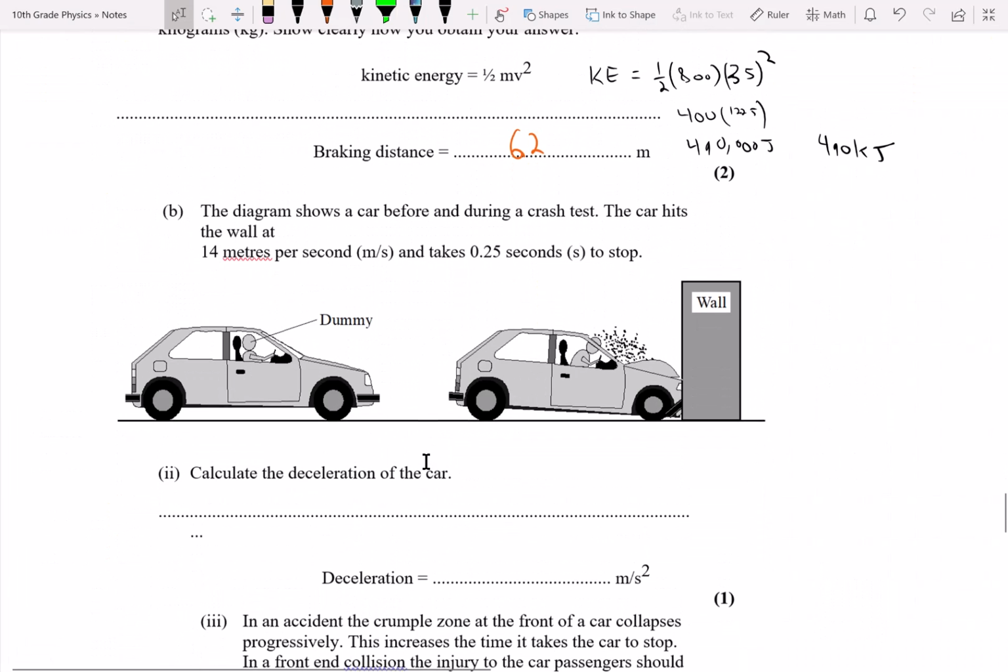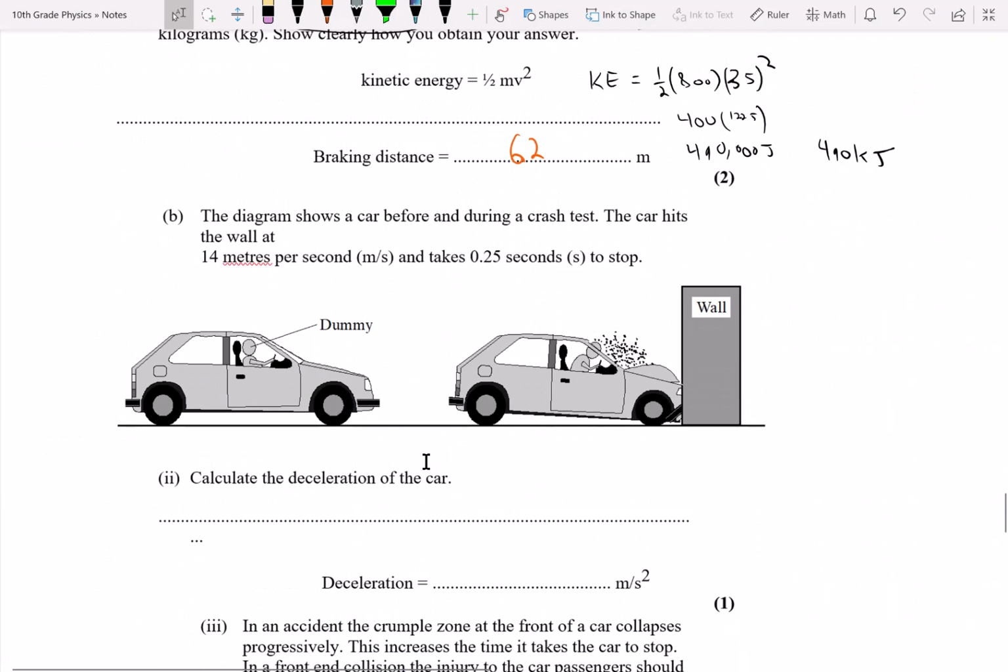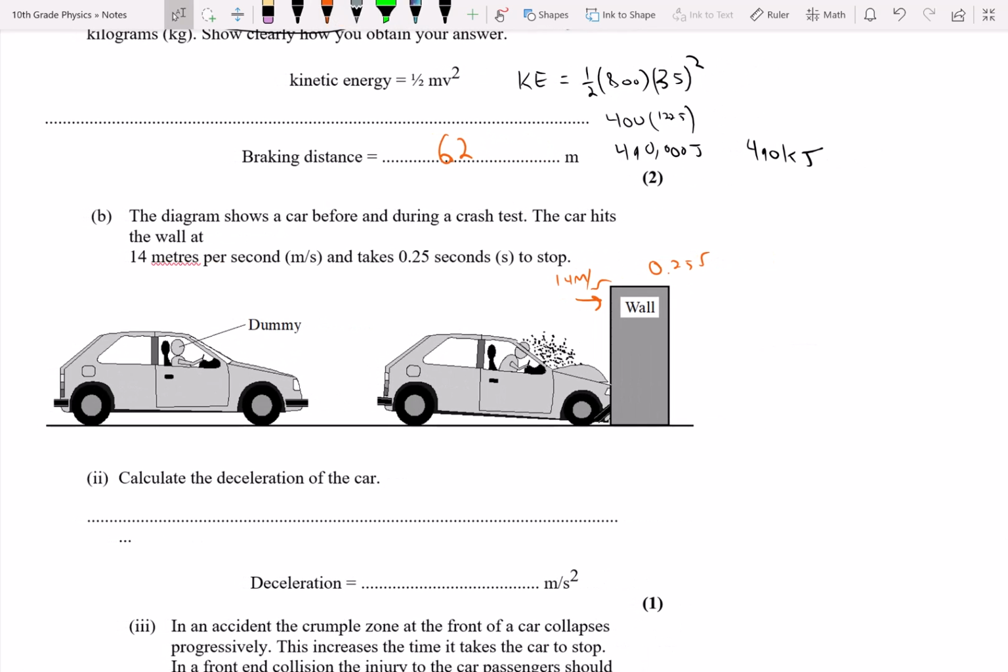Next, the diagram shows the car before and during a crash test. The car hits the wall at 14 meters per second, right? So the moment it hits, it's 14 meters per second, and it takes 0.25 seconds to stop. Calculate the deceleration of the car. How fast does it decelerate? So some things we might want to talk about are, well, the car had momentum before, and after the change in momentum, it doesn't say if it stopped completely, right? I'm assuming it does. It completely stops into that wall.